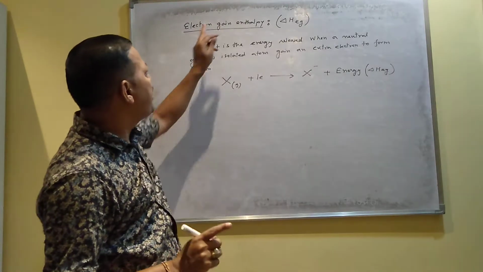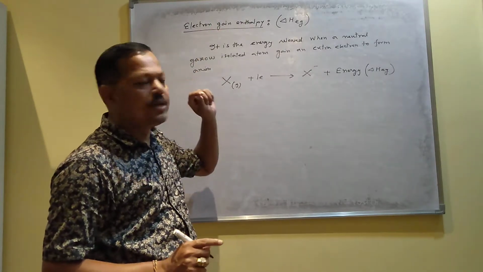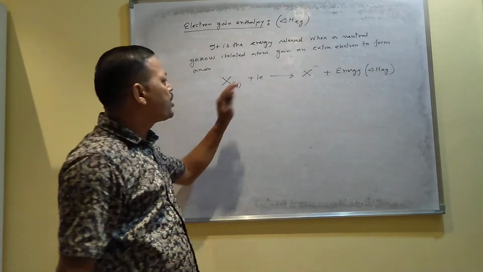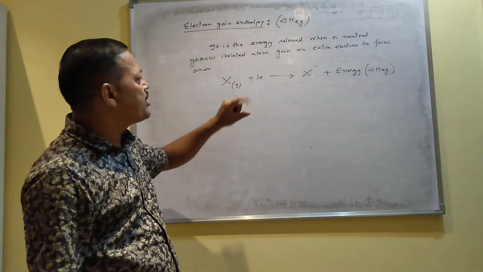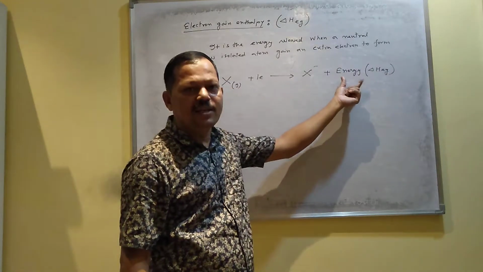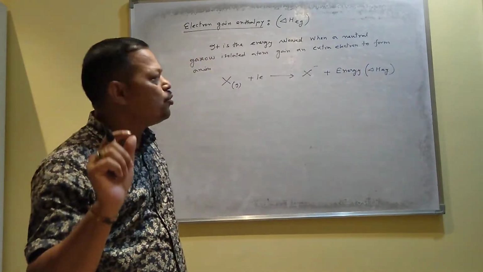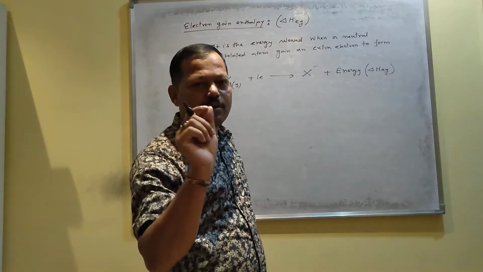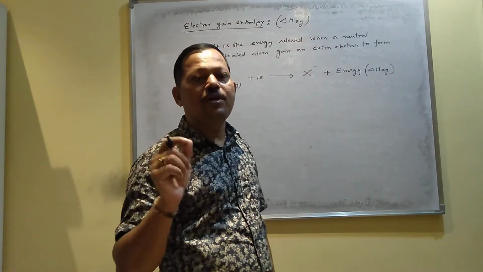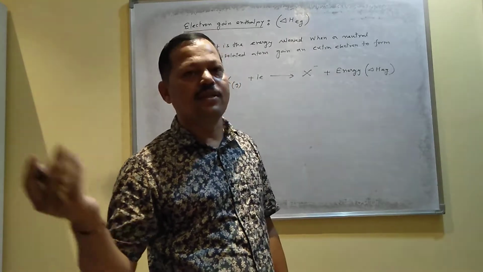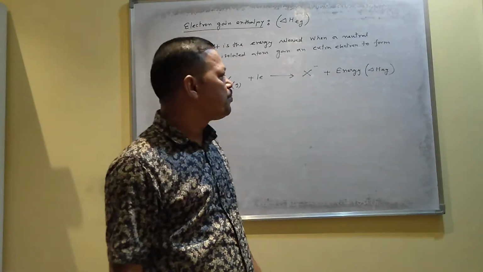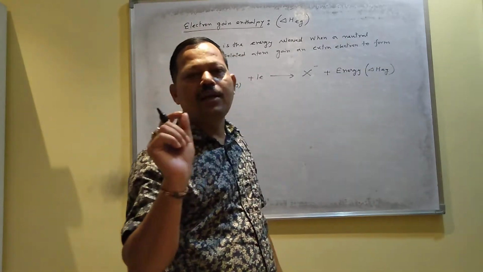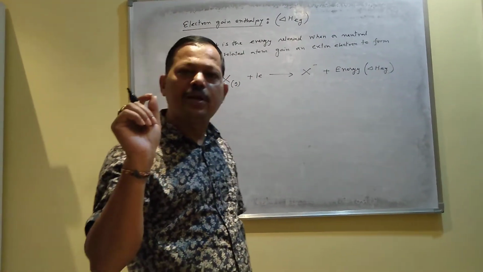The difference between electron gain enthalpy and ionization enthalpy is, in ionization enthalpy energy is required, I mean energy you have to supply, but here no need to supply the energy. Instead of supplying, energy will be released. And always you have to know one thing, releasing energy is always represented by negative sign. Like in exothermic reaction, heat energy is released, that's why heat is represented by negative sign. Similarly, here also energy is released, that's why electron gain enthalpy is always represented by a negative sign.